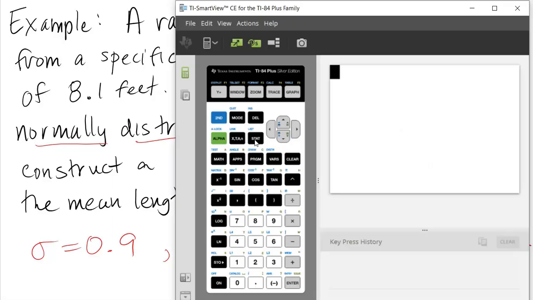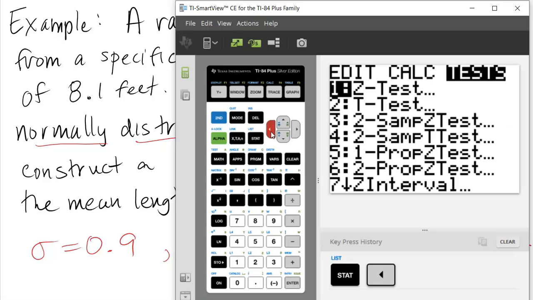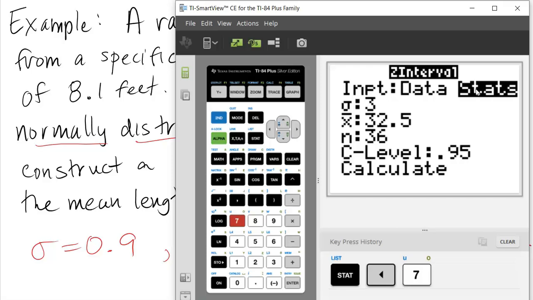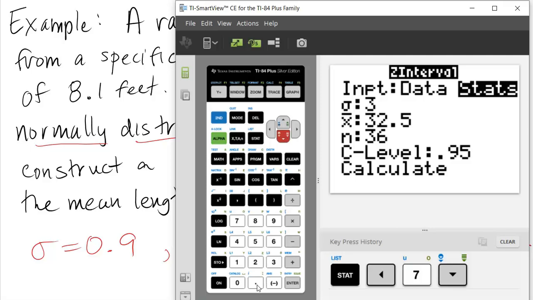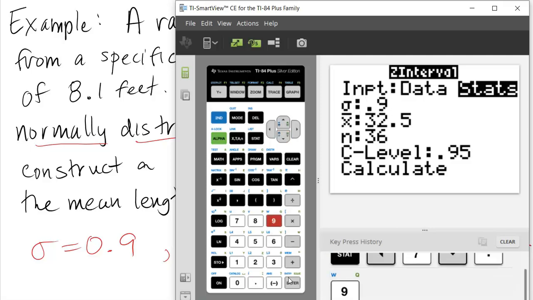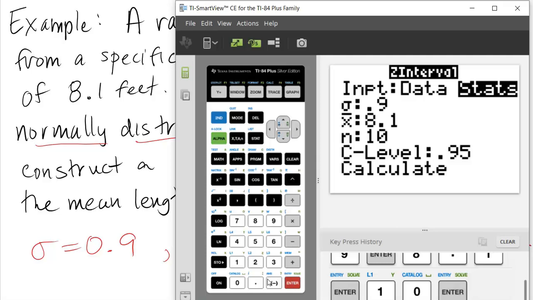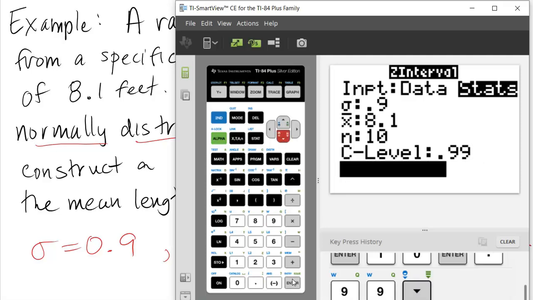To access Z-interval, it's stat, scroll to tests, and choice 7, Z-interval. You're already in stats mode if you switched from last time. You won't have to constantly pick that option. It'll stay there unless you actively change it or your batteries die or something. Sigma was 0.9. X bar was 8.1. The sample size was only 10. And the confidence level now is 99%. We scroll down to calculate and hit enter.